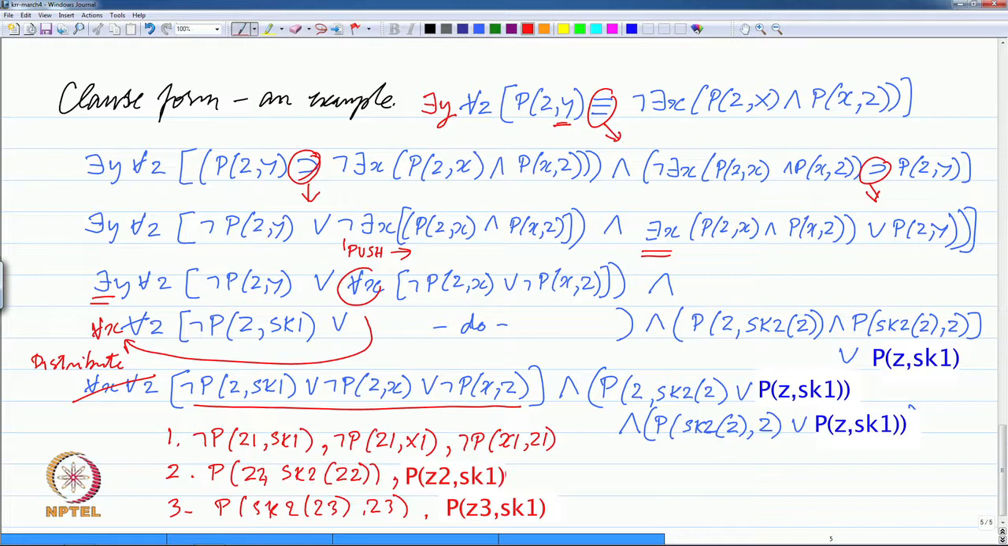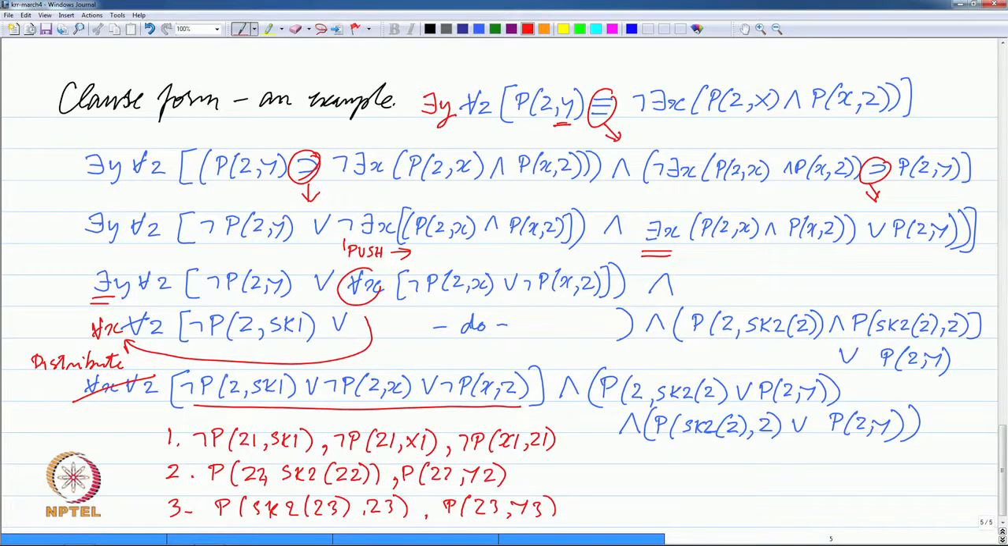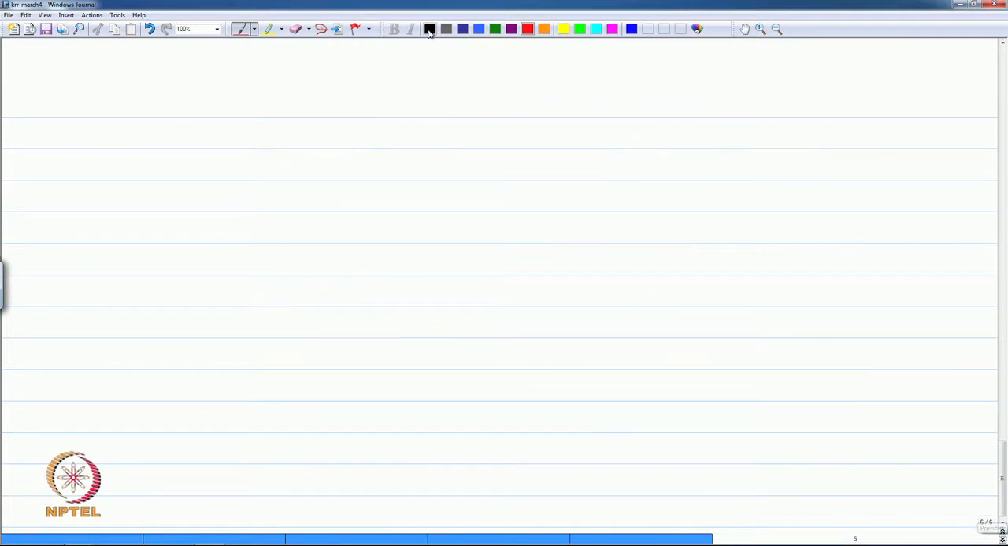So, we started with this formula which was in first order logic, and we have ended up with a set of 3 clauses which use the universally quantified variables z1, x1, y2 and y3 essentially. So, this illustrates how one can convert it into clause form essentially. Now, let us go back to the resolution rule.